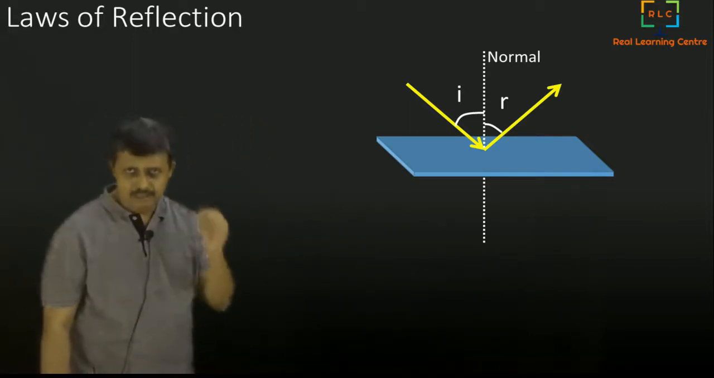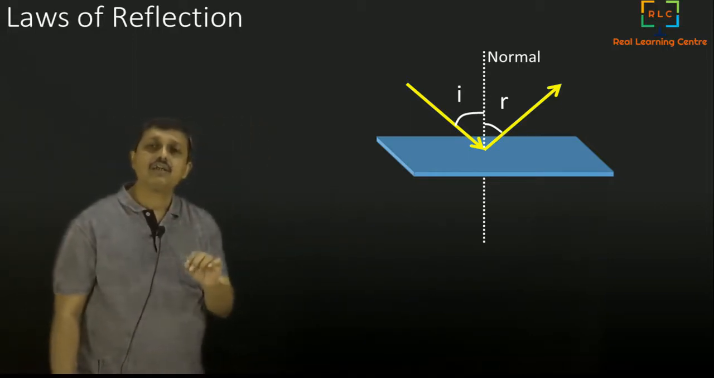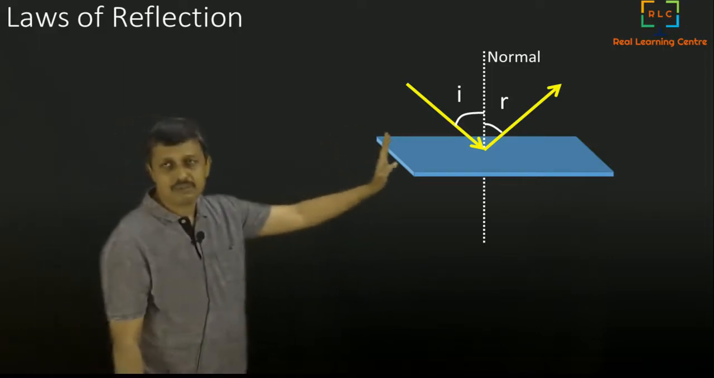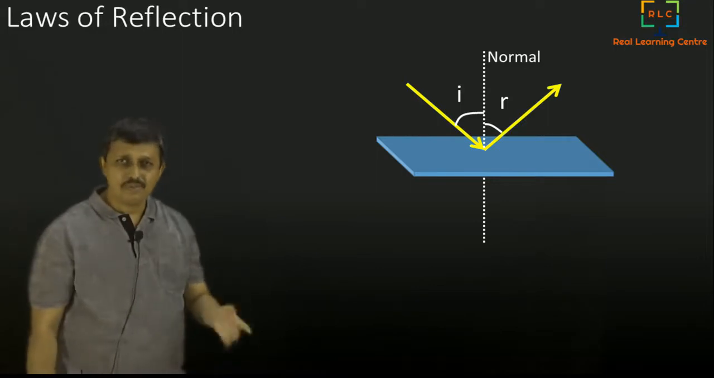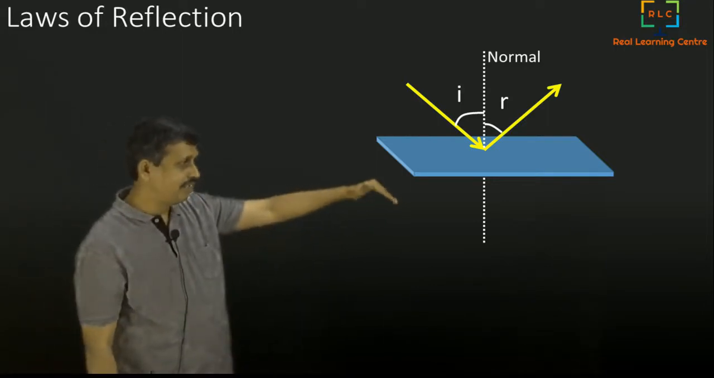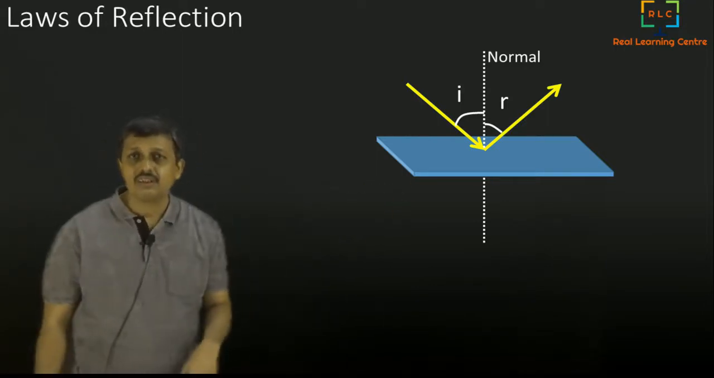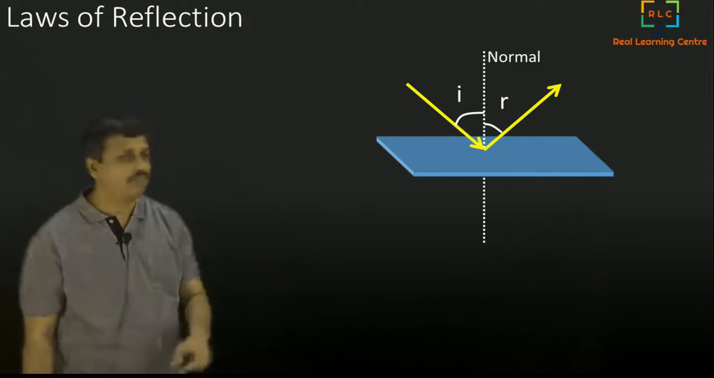Remember, by convention we measure the angle with respect to the normal. We could have measured with respect to the surface. We don't do that because the surface may not always be flat. Sometimes the surface may be bent, it may be curved. So it's better to do it with the normal. That's why we do it.